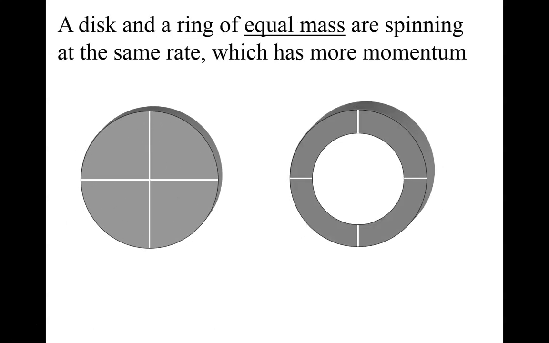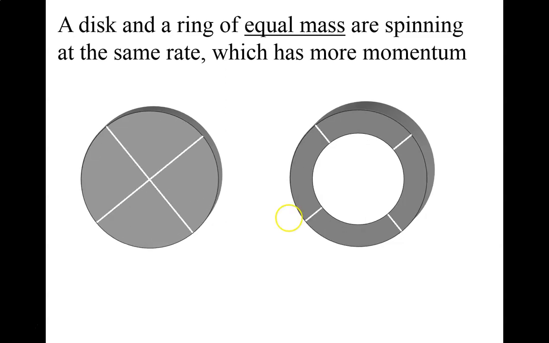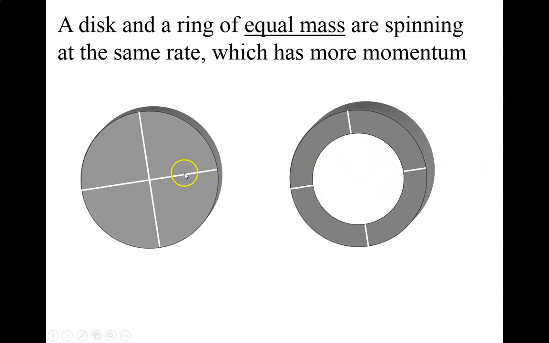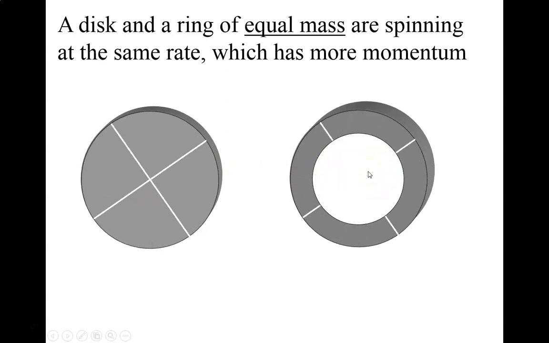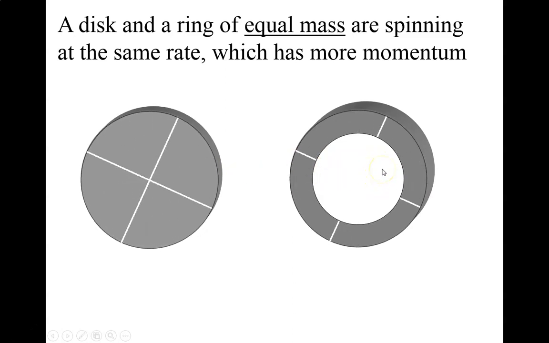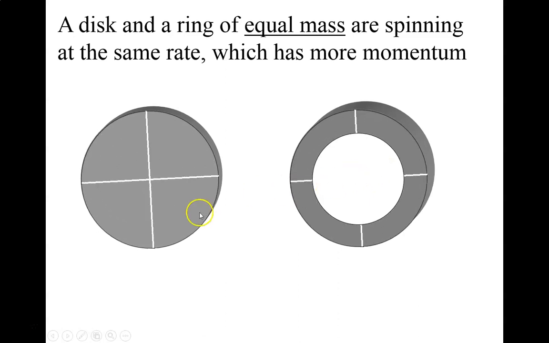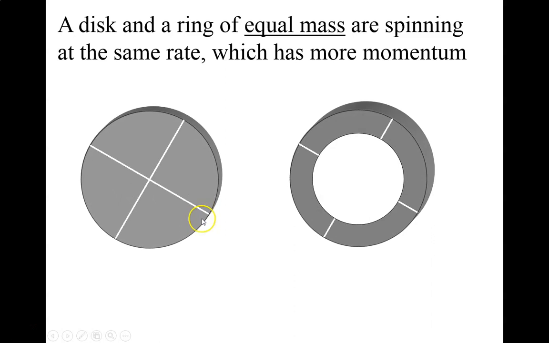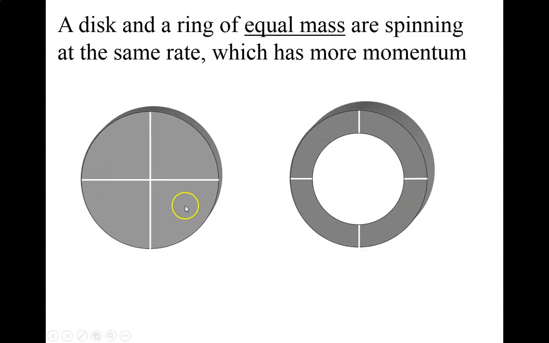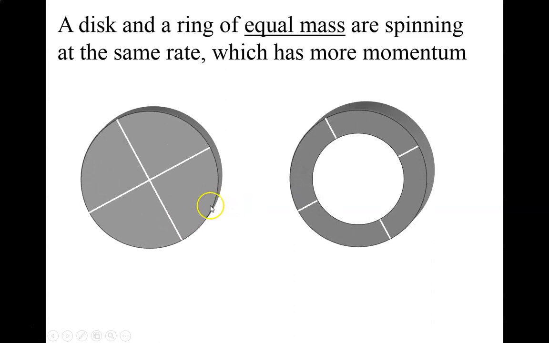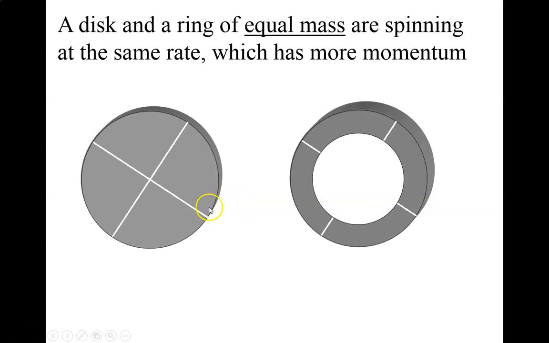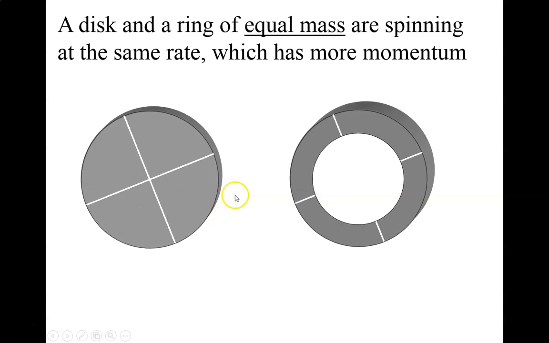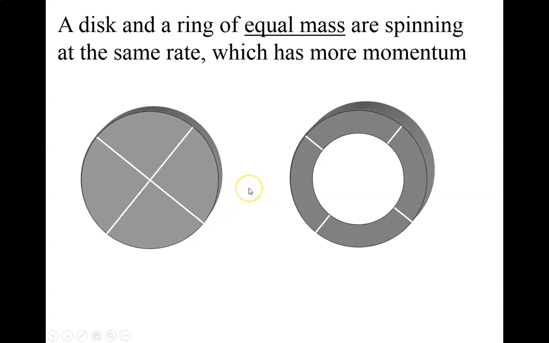Let's say we've got a solid disk and a hollow disk. Now let's say they have the same mass. Which has the greater momentum in this case? Well, they've got the same velocity, so the one that's got the greater rotational inertia is going to have the greater rotational momentum. So which one has the greater rotational inertia, or would it be the same?